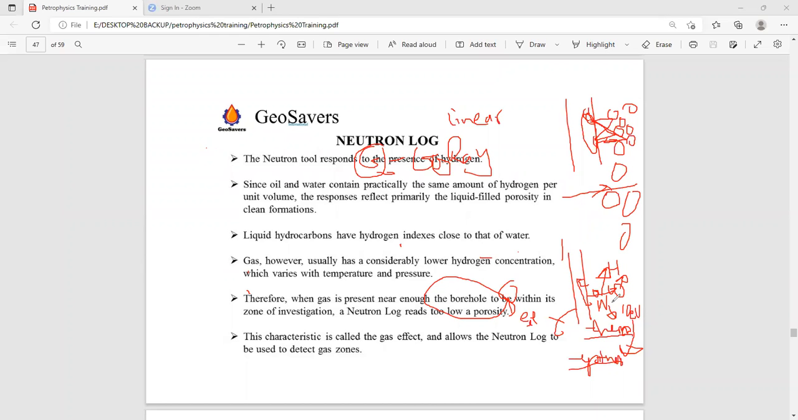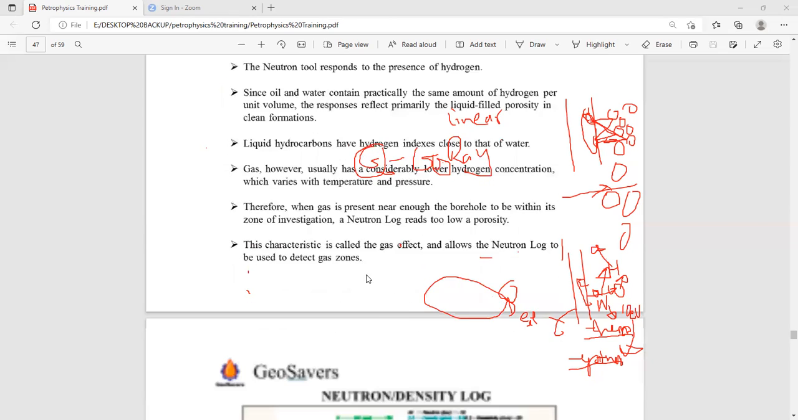So it is always termed that the neutron log measures what? The hydrogen index. It's not as if it doesn't slow down when it collides with other particles, but the slowing down is not as fast as when it collides with hydrogen. All right, so let's move on.